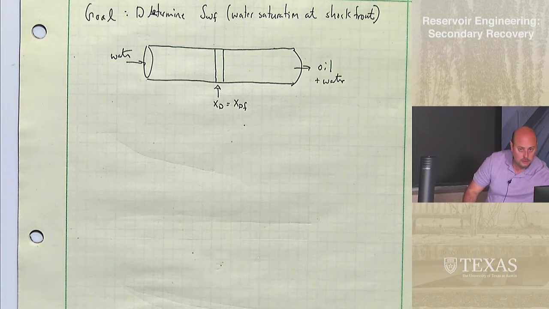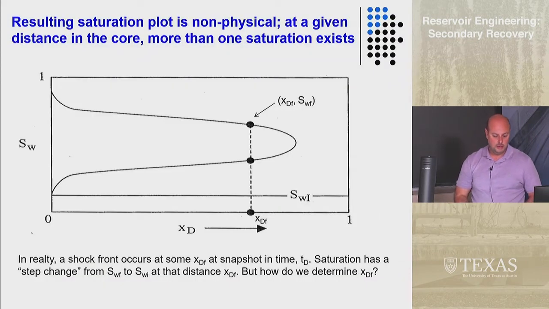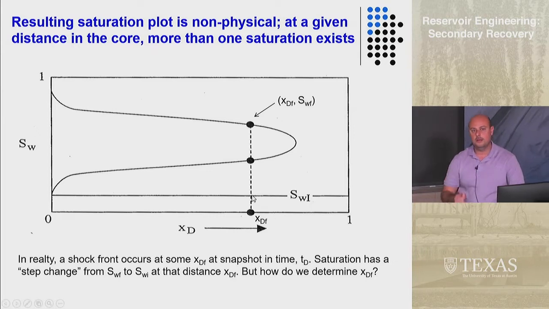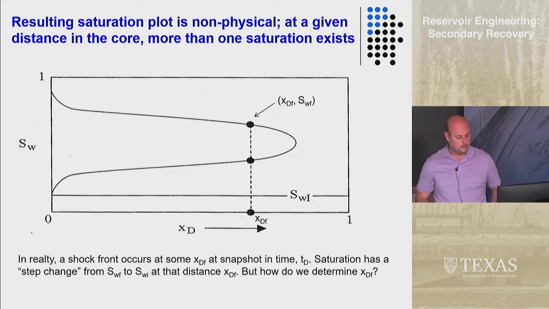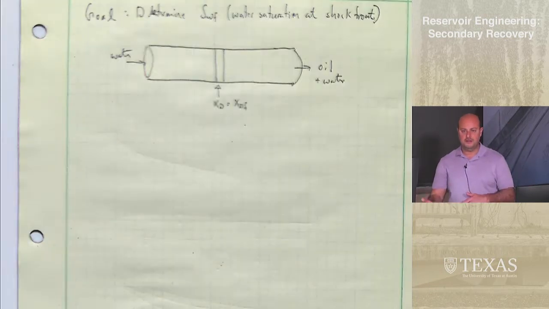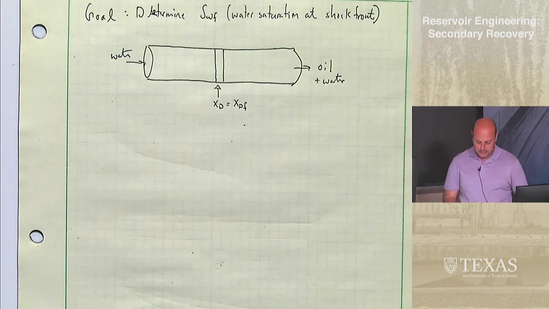I'll go back to this here. We saw that SW goes from here all the way down to there immediately, over an infinitesimal distance. Since this is a moving front, a time-dependent problem, even if it's equal to SWF at one time, a second or a nanosecond later it might all of a sudden equal SWI. Or I should say vice versa: it would have been SWI and then it's equal to SWF.